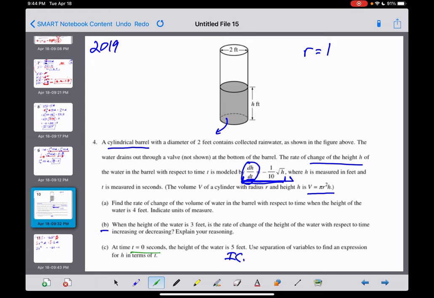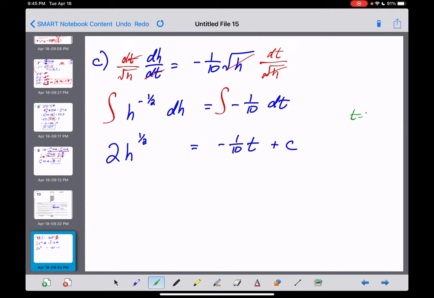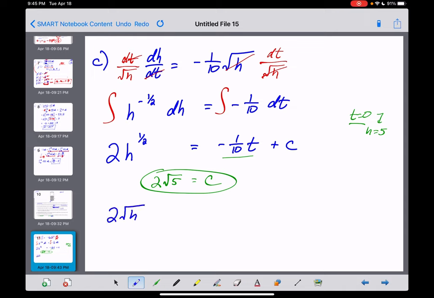At a time t equals 0, the height was equal to 5. So when t is 0, that tells us then that h has to equal 5. So 2 times, that'll be 5 to the 1/2, or the square root of 5, is equal to a -1/10 times 0 plus c. Well, there you go. C is equal to 2 root 5. So back to where we were just a second ago, 2 square root of h is equal to a -1/10 t plus 2 root 5.